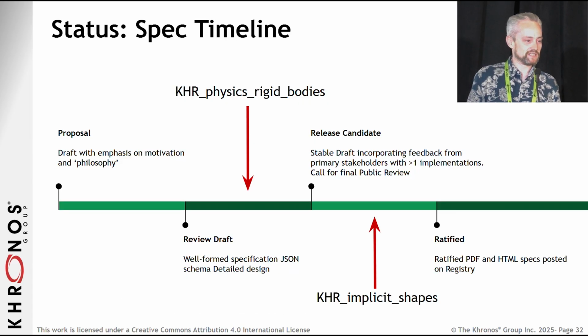So where are we with those two specs? The KHR implicit shapes is a little further along. It's simpler. There's less in it. There's more users of it. So it's at a release candidate state, ready to go. Physics rigid bodies, a bit bigger. It's currently being reviewed. We're open to any feedback that you might want to give us on things that are missing or things that are maybe not described as well as they could be.